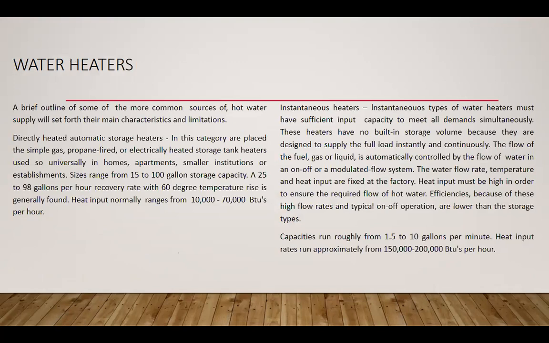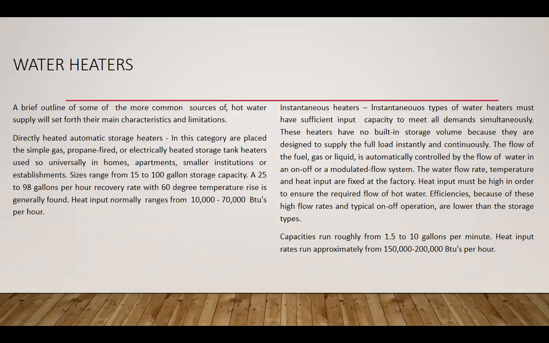A brief outline of some common sources of hot water supply will set forth their main characteristic and limitation. So ito yung mga sources. Directly heated automatic storage heater. In this category are placed the simple gas, propane-fired, or electrically heated storage tank heaters used so universally in homes, apartments, smaller institution or establishment. Size ranges from 15 to 100 gallons storage capacity, 25 to 98 gallons per hour recovery rate with 60 degrees temperature rise is generally found. Heat input normally ranges from 10,000 to 70,000 BTUs per hour.